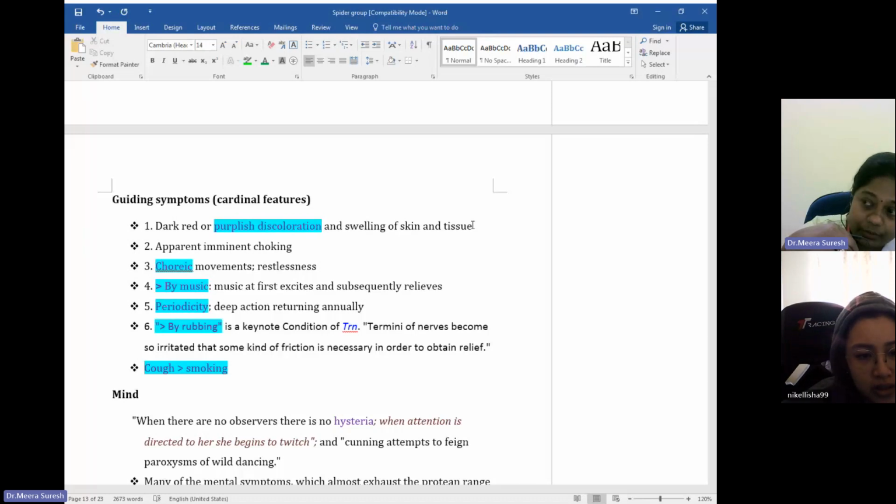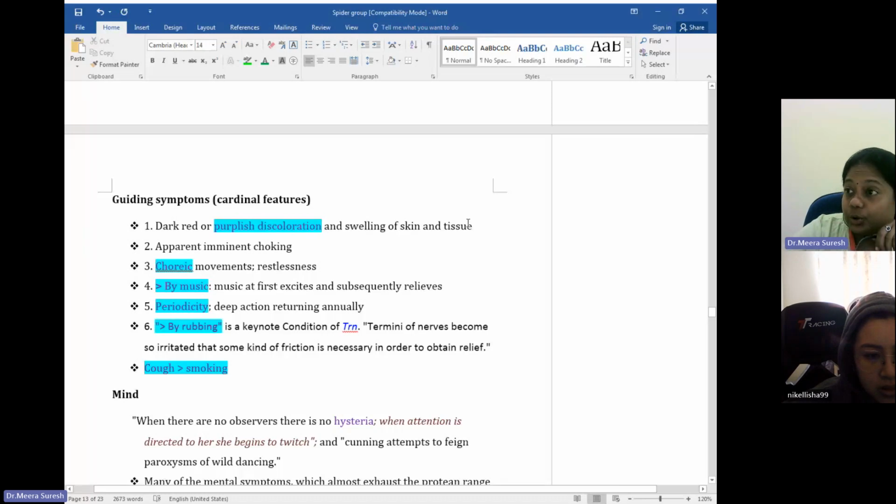We already saw that abscess, but then even the appearance, that purplish blue color, we have here. And then there can be imminent choking that can be related to the dyspneic symptom or the spasmodic symptom that it produces. They have chorea, amelioration from music. So music at first excites and then subsequently relieves all their complaints.